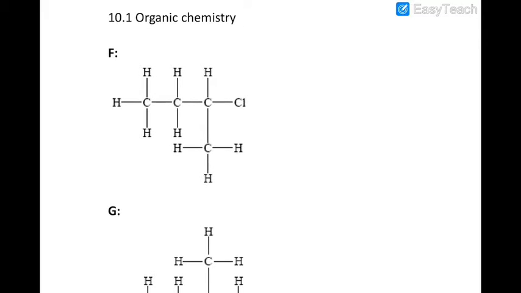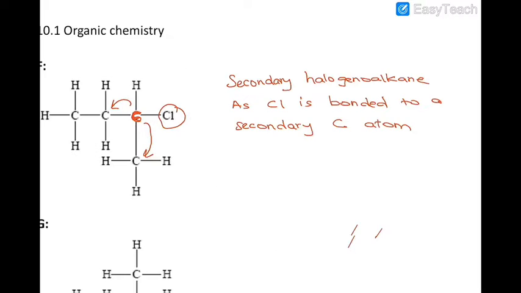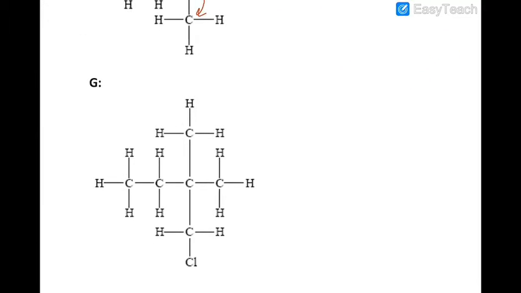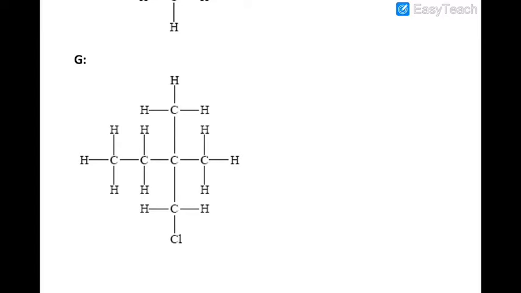So here you see, this is the functional group. This is bonded to this carbon, and this one is bonded to 1 and 2. So this is a secondary halogenoalkane. So the Cl is bonded to a secondary carbon atom. You could also say that it's bonded to a carbon atom that is bonded to 2 other carbon atoms only.